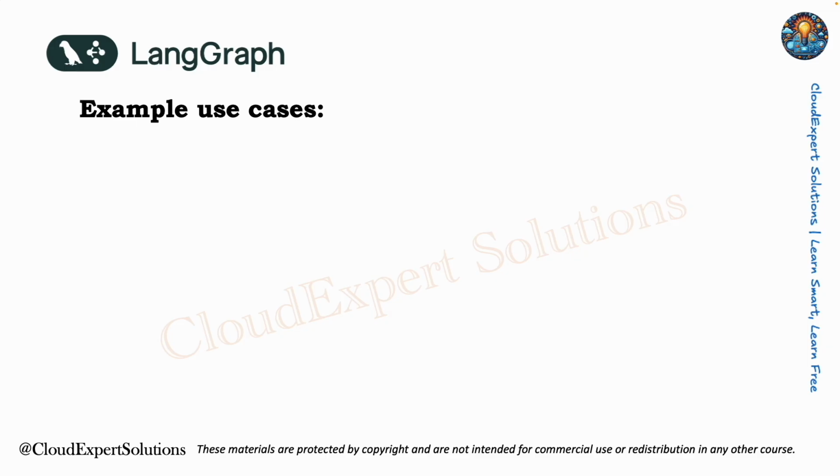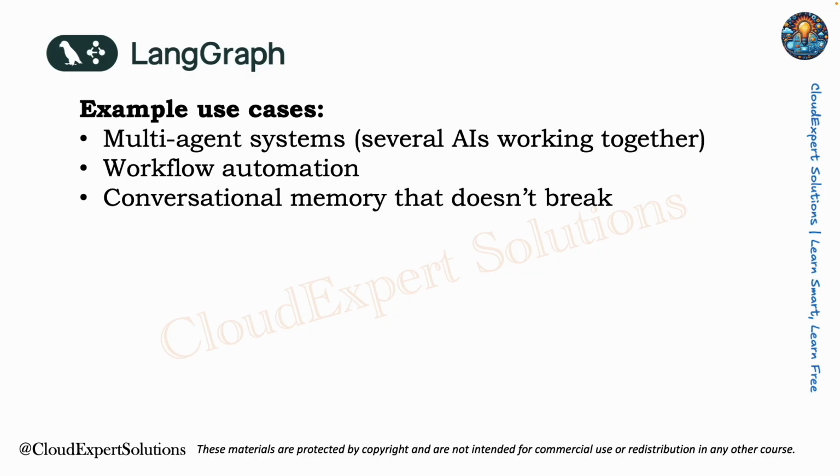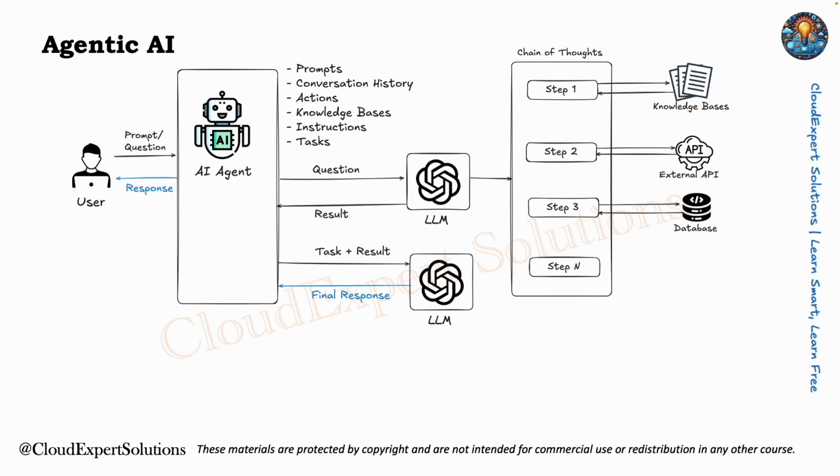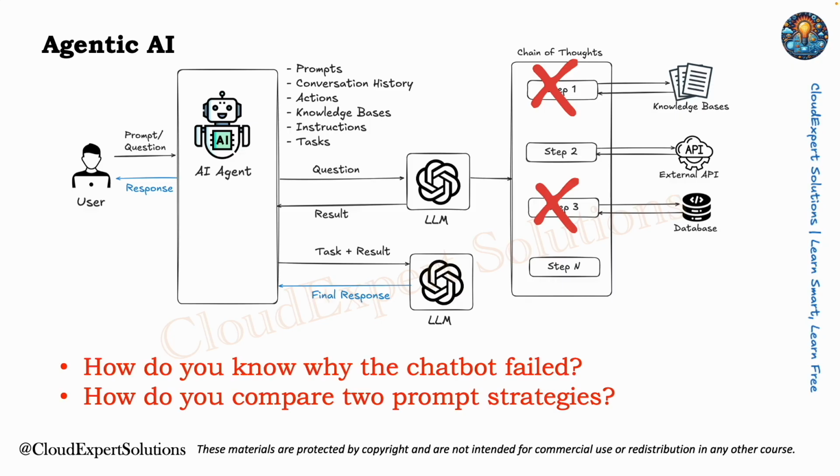As example use cases for LangGraph, you can use it for multi-agent systems where several AI agents are working together. You can use it for workflow automation. You can also use it for conversational memory that does not break. Now even with LangChain and LangGraph, things can still go wrong. And how do you know why the chatbot failed? Or how do you compare two prompt strategies? That's where LangSmith shines. It's like a debugging and monitoring dashboard for all your AI applications.